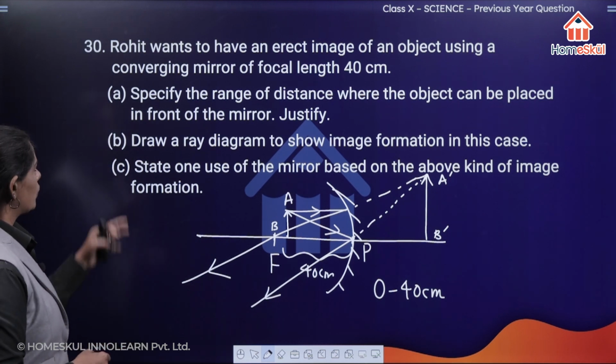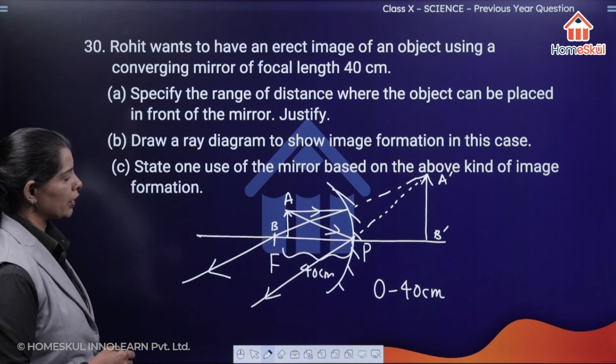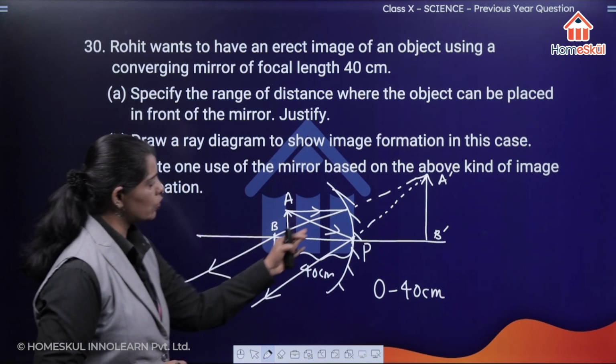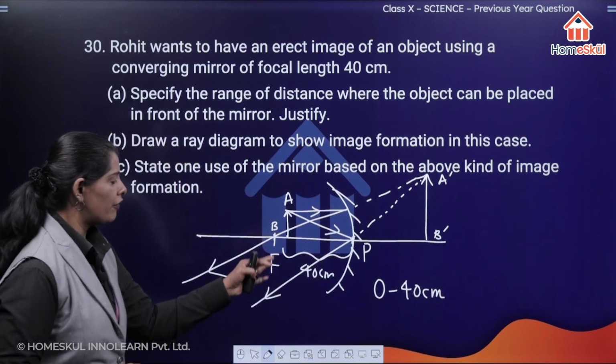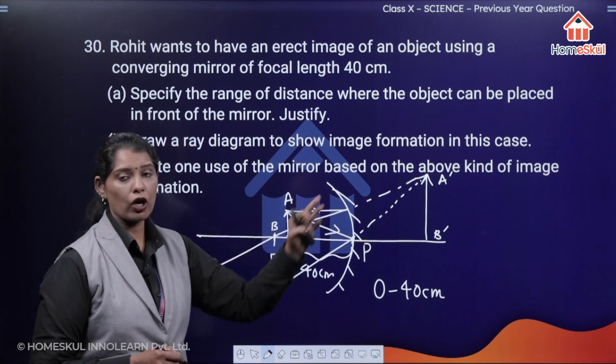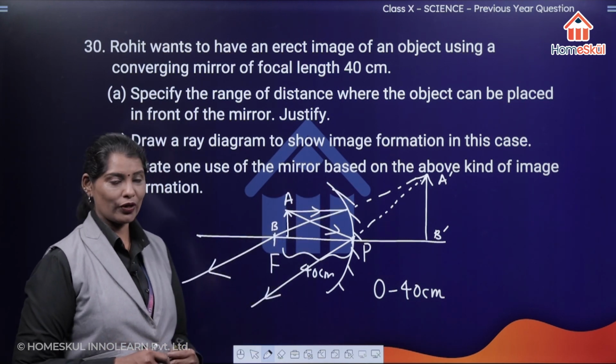Right. So that is our first part of the question. The range of the distance is from 0 to 40 centimeter. Now, draw a ray diagram to show image formation in this case. So, we have seen the ray diagram over here, wherein we have kept the object between pole and focus. In the case of concave mirror, we got an erect, virtual and enlarged image, right?